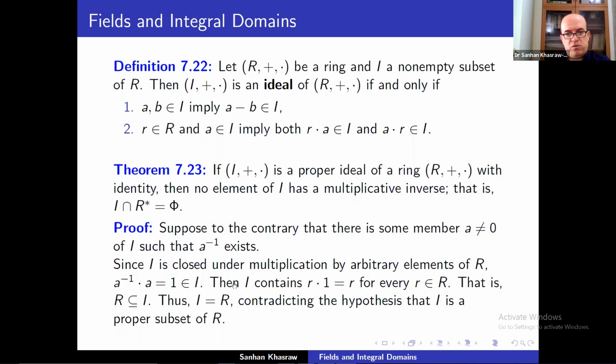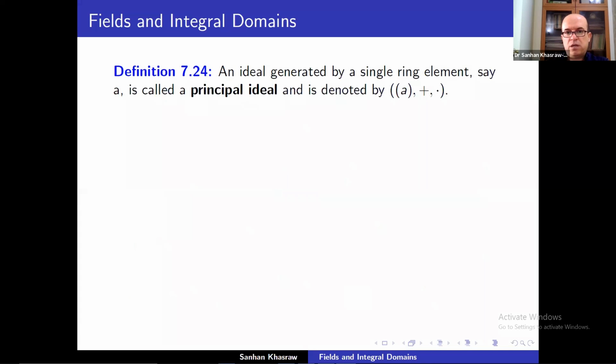So this helps us to say for every element in R, R times 1 is in I. Then R times 1 is equal to R. So in this case, every element in R is an element in I. And we do have I is a subset of R, then I should equal R. So this contradicts the hypothesis, as we said, I is a proper ideal, then I is not equal to R. Okay.